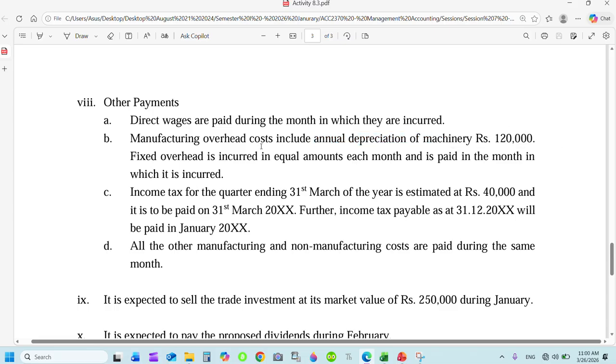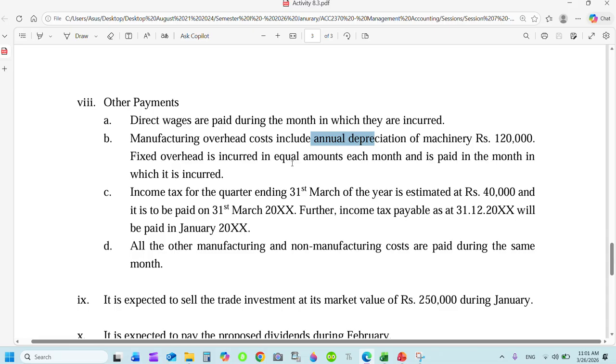Manufacturing overhead cost, we know, is absorbed using the overhead absorption rate. In that manufacturing overhead cost, it is said 120,000 annual depreciation is included. So accordingly, the monthly depreciation included in the absorbed overhead cost should be 10,000, right? Because this is annual depreciation.